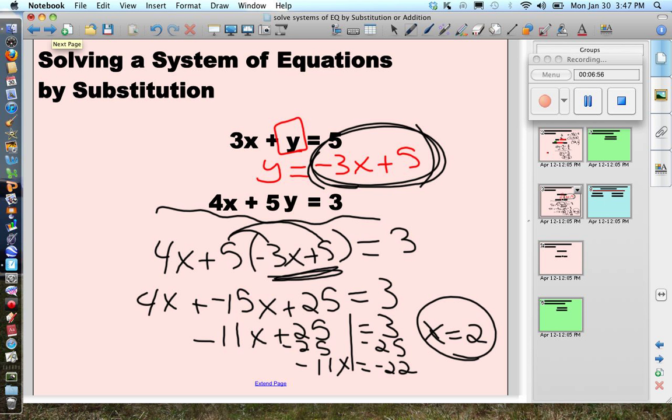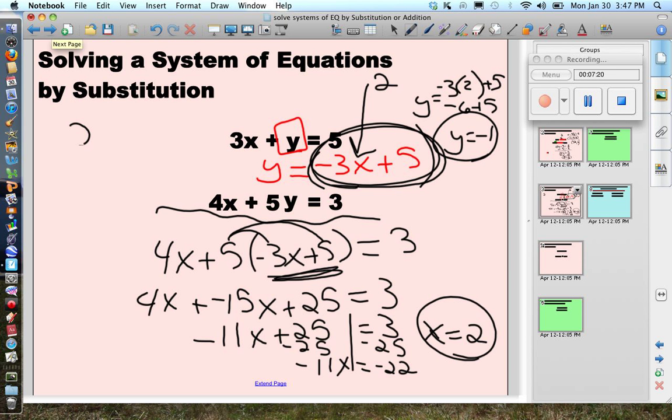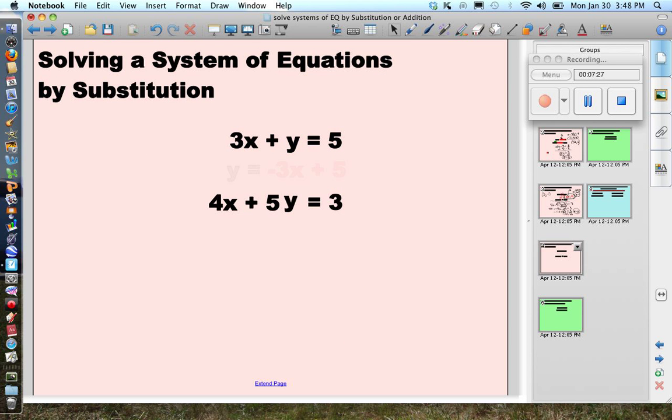So I have my x value is 2. I still need to get the y value. This time I'm going to plug 2 in here because I know that x is 2. So now y is negative 3 times 2 plus 5. So negative 6 plus 5, y equals negative 1. And my final answer, I'm going to write on the left over here, my x value is 2, my y value is negative 1. Okay?